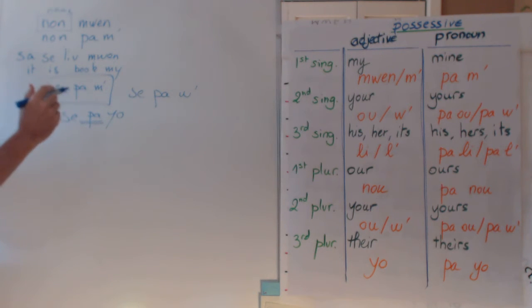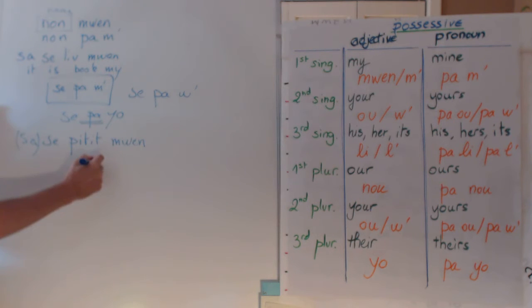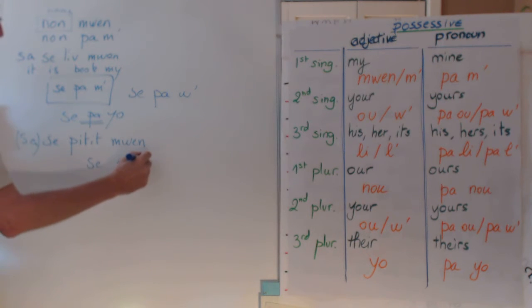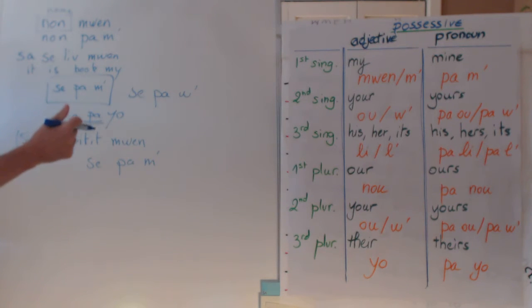So, for instance, a child. So you will say, c'est petit moi. Ça, c'est petit moi. It is my child. C'est pam. C'est petit pam. It's mine. He's mine.